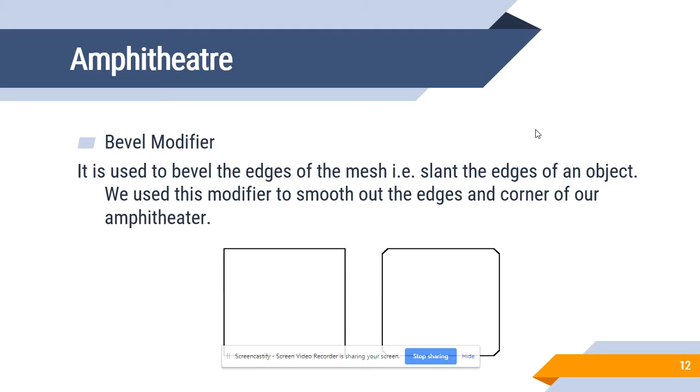The bevel modifier has been used in a lot of instances while we're designing the amphitheater, mainly the pillars or some objects near the stage where we really needed to cut out some of the sharp edges and make it look really blunt.